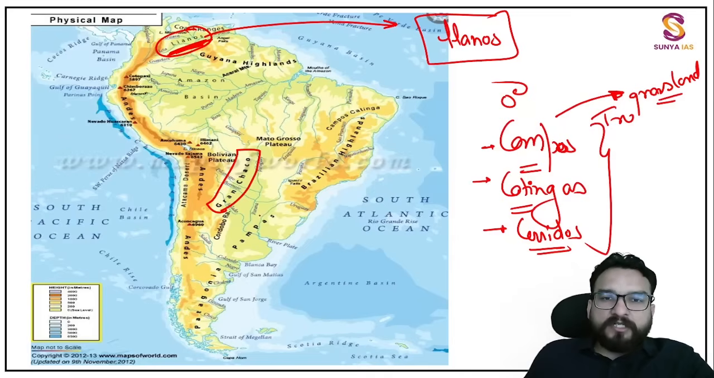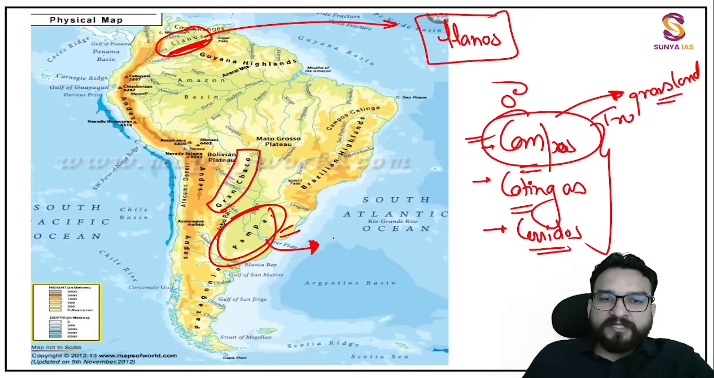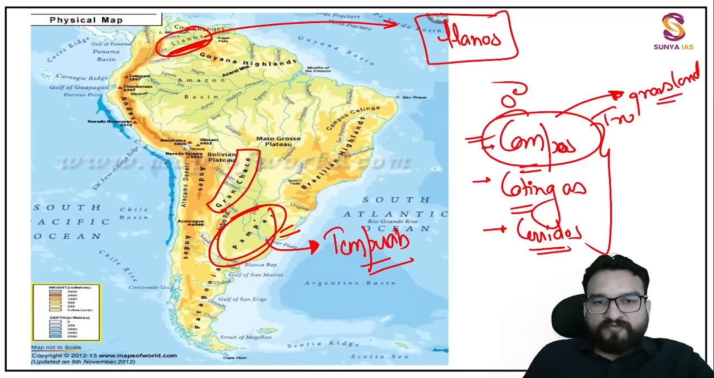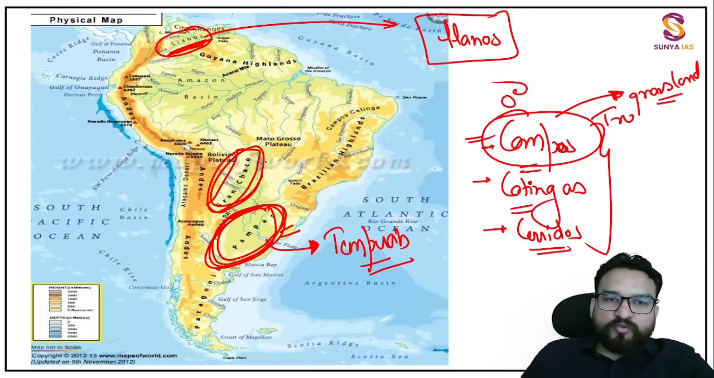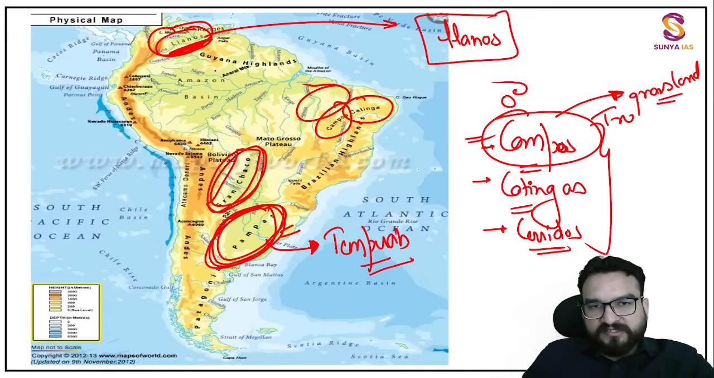Now the important temperate grassland is your pampas, and this frequently comes in the examination. Pampas and campos, don't get confused between campos and pampas. Pampas are the temperate grasslands specifically of Argentina. You will be finding a bit of Uruguay also, it will be touching. So pampas, Gran Chaco, Campos, Caatingas, Cerrados, Llanos are your grasslands, divided between temperate and tropical.